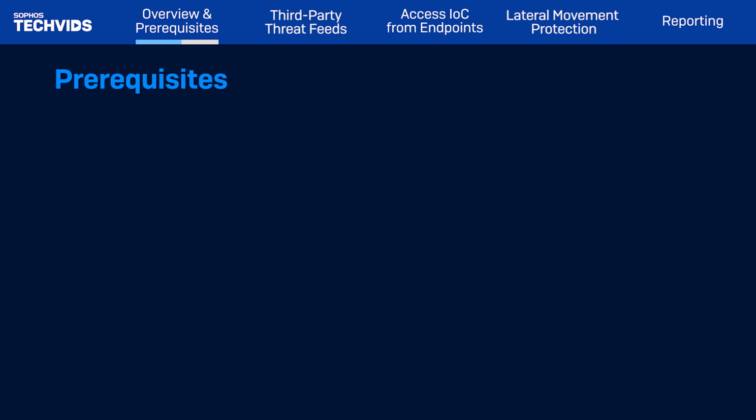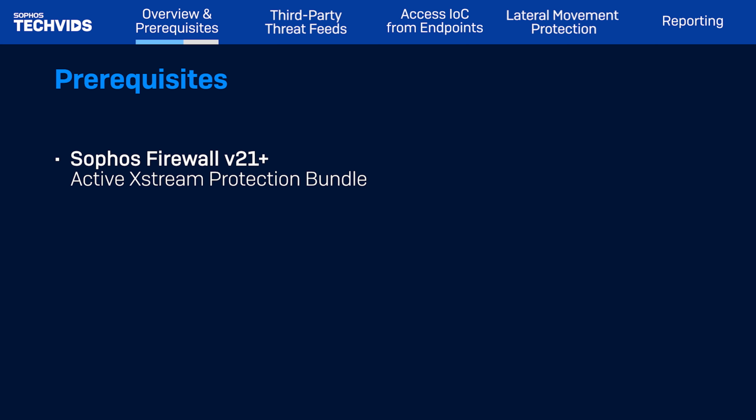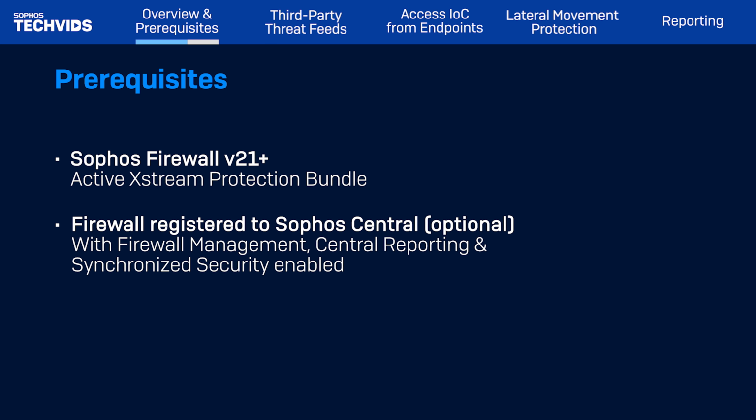Before we begin, ensure you are running Sophos Firewall version 21 or later with an active Extreme Protection bundle. The firewall must be registered to Sophos Central with firewall management, central reporting, and optionally synchronized security turned on for lateral movement protection.